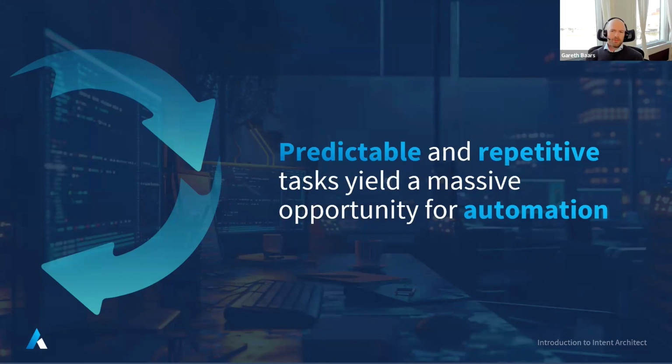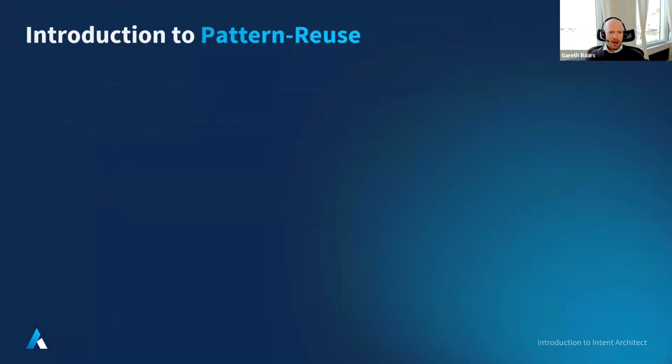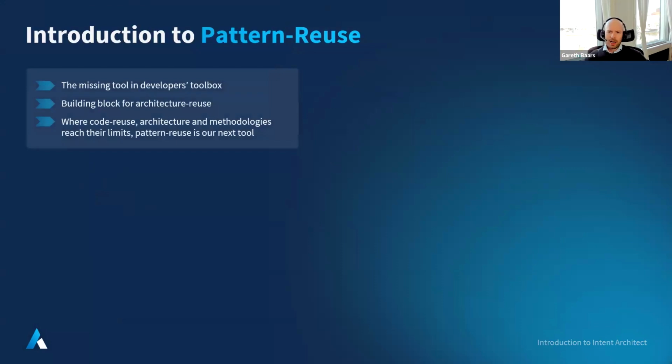And what we found is that the most effective way for us to bring this automation into our software development on a day-to-day basis in a way that's powerful, comprehensive, but also practical is through a mechanism which we call pattern reuse, which is very, very core to what we do and very fundamental to what we do at Intent Architect. So I'd like to just jump into introducing you guys to this concept or mechanism very quickly.